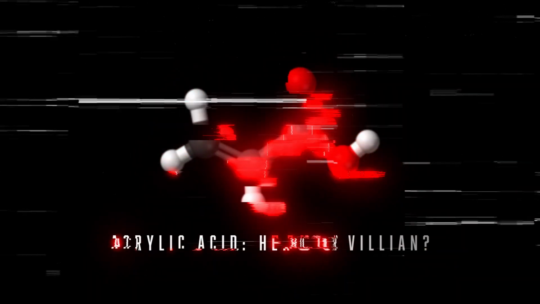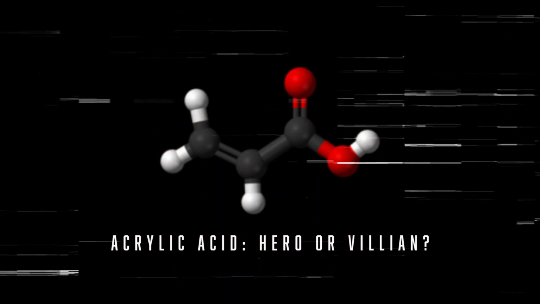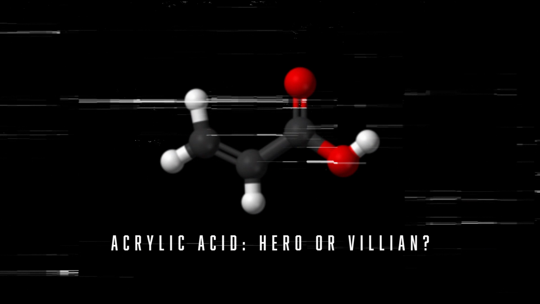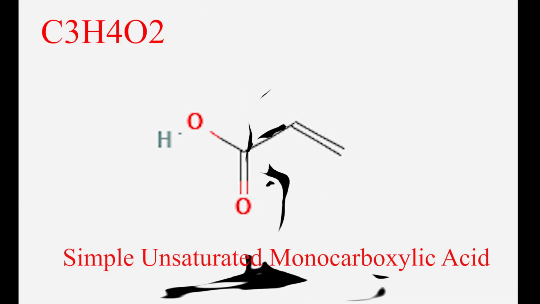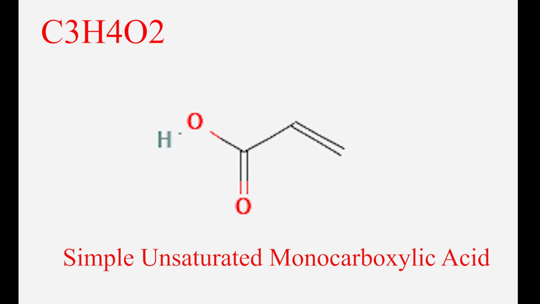My nomination for Molecule of the Year is acrylic acid, also known as 2-propenoic acid. First, I want to go over some of acrylic acid's characteristics. Acrylic acid is a simple unsaturated monocarboxylic acid. It's a fairly small molecule consisting of only 9 atoms.